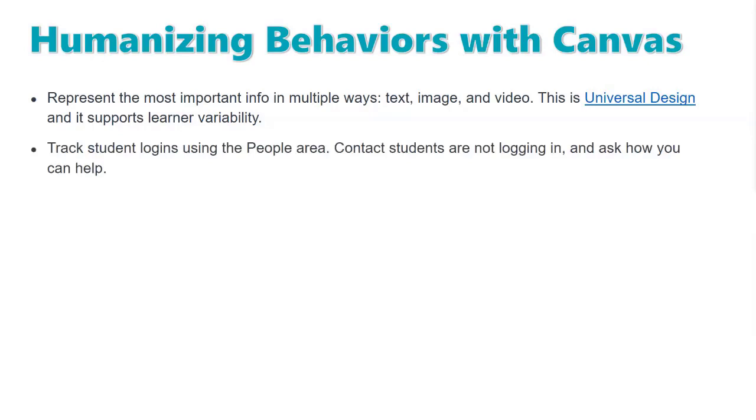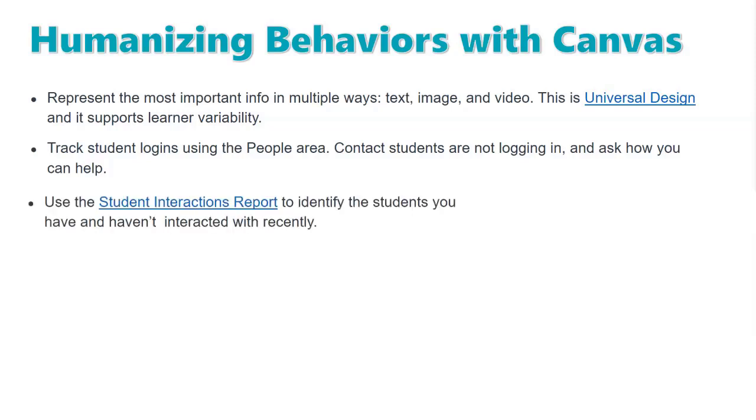The people area in Canvas is really great for tracking students. So you can see at a glance how much time they've spent in the class, when they last logged in. And if you see that there's a gap there, it's an easy way to notice if somebody has been missing for a while. You also could use the student interactions report, which you can get to from that same area. And you can see students who you have and have not interacted with lately. It's a really nice way to, at a glance, see which students are getting lots of your attention and which ones maybe haven't been lately. Maybe it's because they're doing fine, but maybe a quick little check-in from you would make it feel like, you know, they're still connected to you.